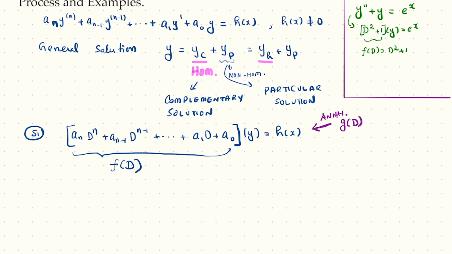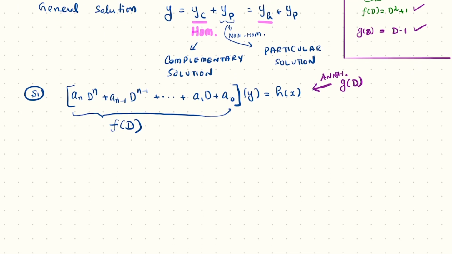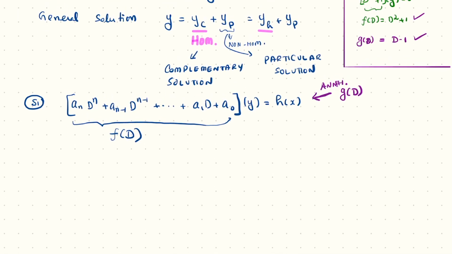And what is my g of D? G of D is the annihilator for the right-hand side, and in this case it would be simply D minus 1. So that's your f of D and that's your g of D. Step one is to write it down this way and identify your f of D and g of D: the annihilator of the right-hand side, the non-homogeneous part, and the operator form of the left-hand side, which is f of D. We're not going to use it for a while, but that's okay.